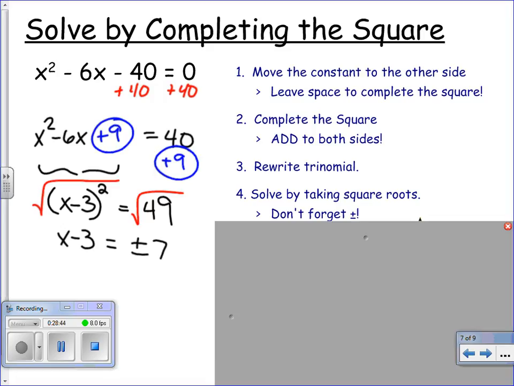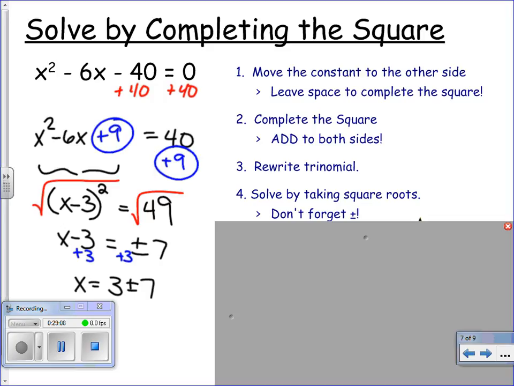Okay. And then I continue to solve by square roots. By using reverse PEMDAS, I'm going to add the 3 to both sides. And we get x equals 3 plus or minus 7. And what did we say we would do if we have like both regular numbers?